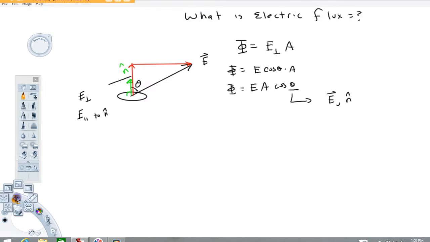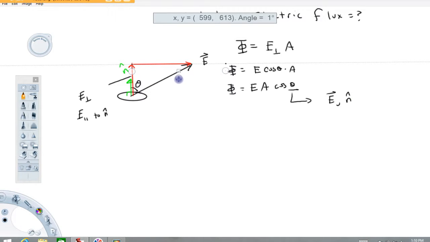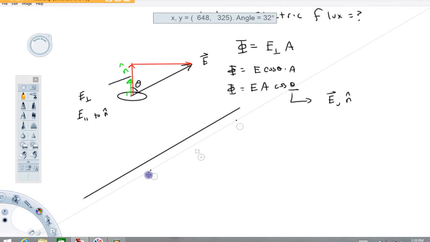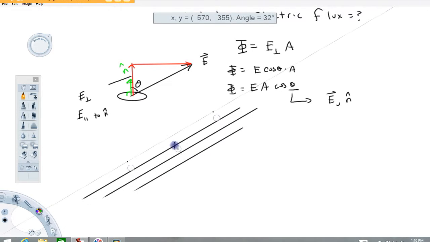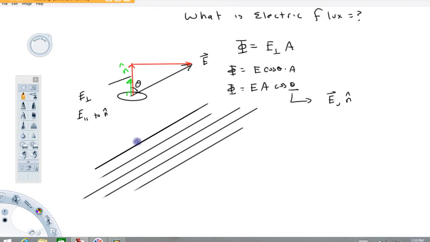If we have a region in space where there's an electric field, we could describe that with what are called electric field lines. So I'm going to go ahead and draw electric field lines. In this example, imagine we have a nice uniform electric field pointing up and right. Again, if you're not familiar with field lines, go back and review my video about electric field lines.